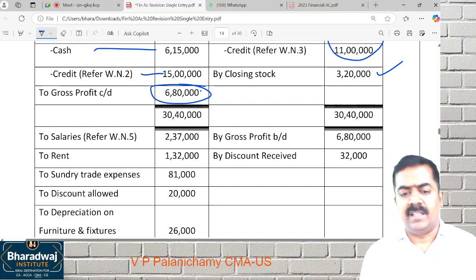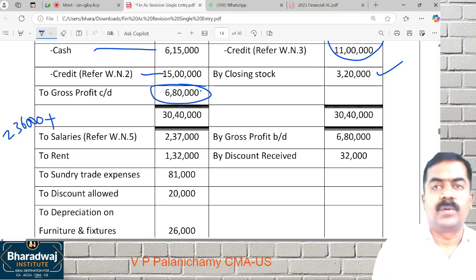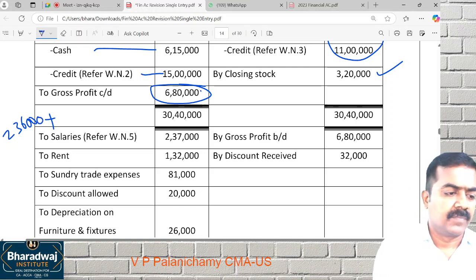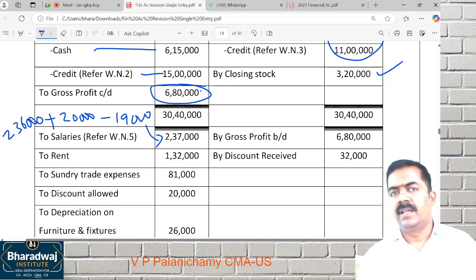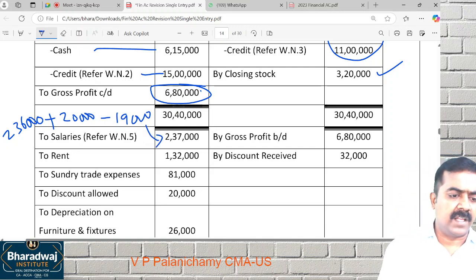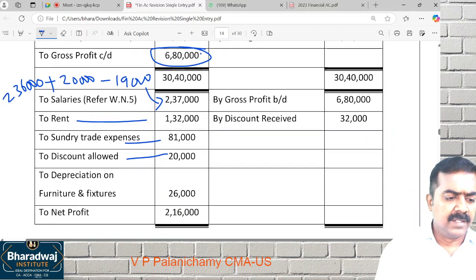Then salary. Look at what is the salary paid: 2,36,000 plus outstanding at the end of the year minus outstanding at the beginning of the year. 19,000 will give you 2,37,000. Salary, add outstanding at the end of the year minus beginning of the year, 2,37,000. Rent, there is no change. Sundry expense, there is no change. Discount allowed, no problem.